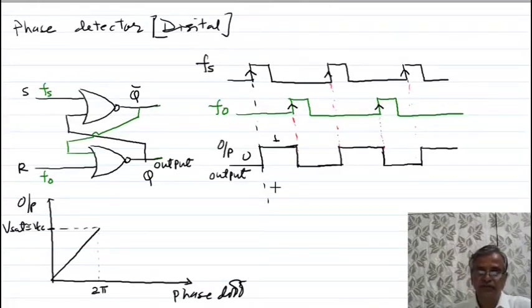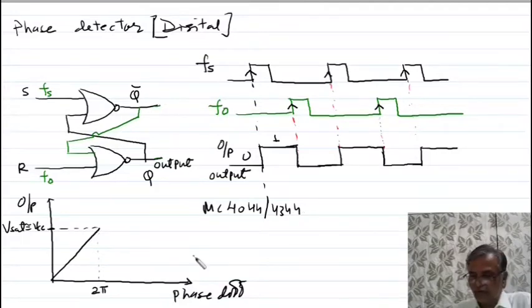The digital phase detector is also available in monolithic IC form. The IC numbers MC4044 and 4344 are digital phase detectors. This IC gives a linear relation between input and output characteristics up to 4 pi radians. Now I am discussing the voltage controlled oscillator.